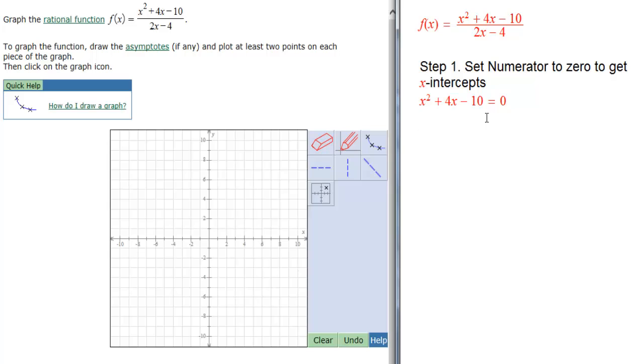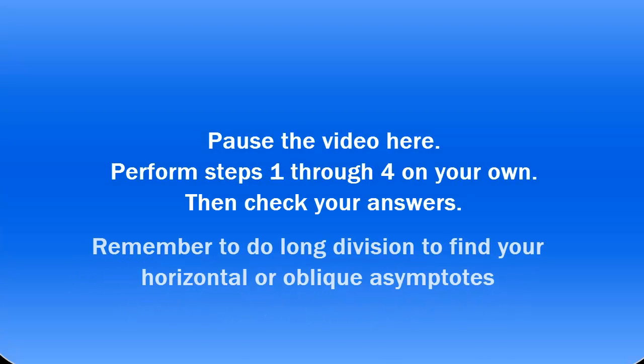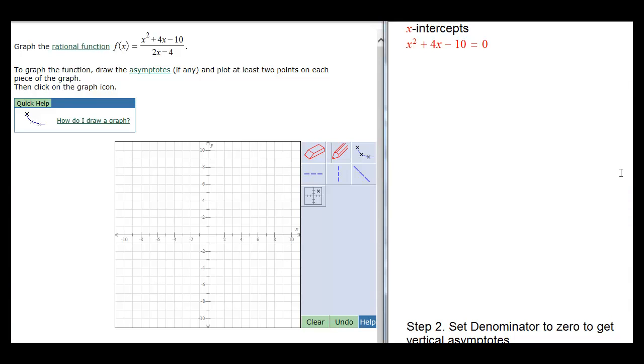Plot points on either side of the vertical asymptote. So pause the video here and see what you can do. Once you're done, then we will review everything. All right, assuming you have come back from pausing the video, let's see how you solved all the steps.